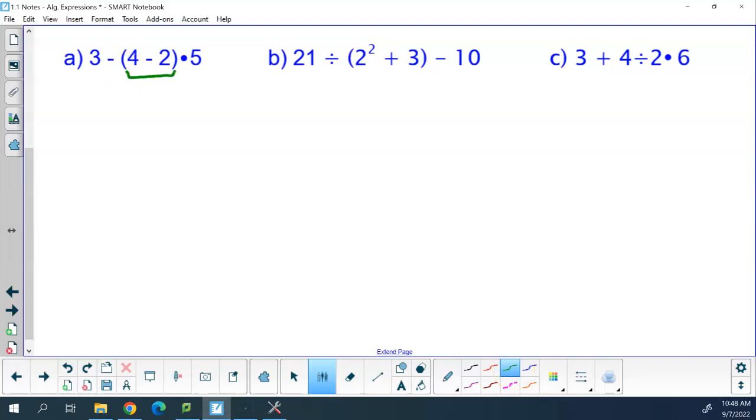Because it's got parentheses. 4 minus 2 is? 2. Okay? Don't scare me like that. So this becomes 3 minus 2 times 5. Any E's? No exponent. Multiplication and division, do we have an M or a D? Yeah, 10. So this one becomes 10. So then this becomes 3 minus 10, which is negative 7.